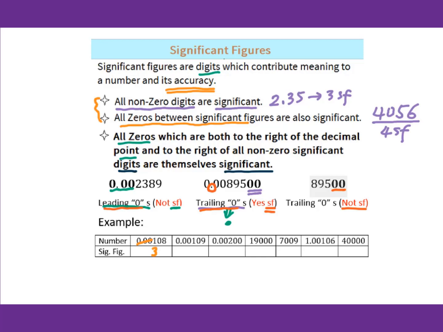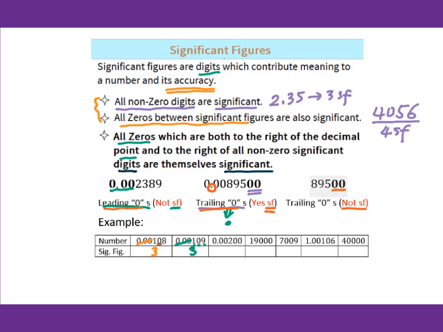The zero which is between 2 non-zero digits will definitely be a significant figure. For example, like this 0, it definitely counts as a significant figure. For the second number, these 3 zeros are leading zeros, not significant figures. So we have 1, 2, 3, 3 significant figures.